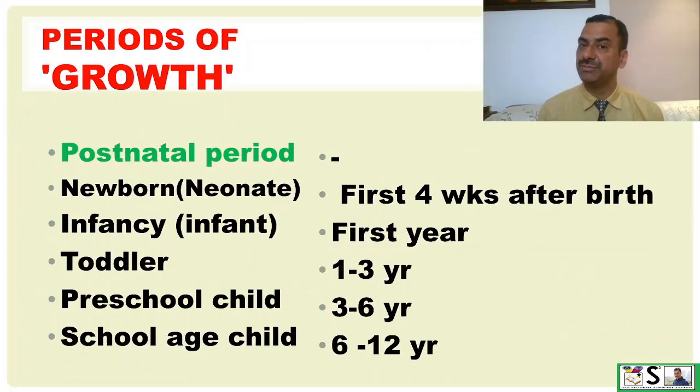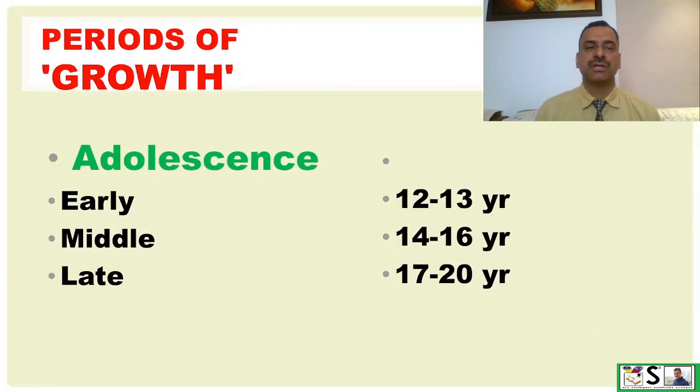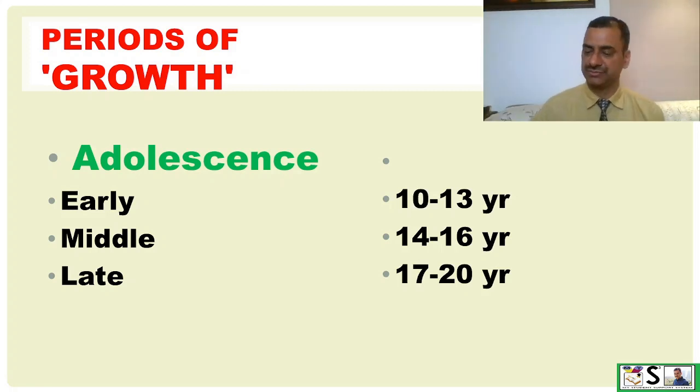Then we come to the postnatal period. Newborn or neonate is the first 4 weeks after birth. Infancy is up to 1 year. Toddler is 1 to 3 years. Preschool child is 3 to 6 years, and school age child is 6 to 12 years. Adolescent period: early adolescent period is considered as 12 to 13 years. Middle adolescent period is 14 to 16 years, and late adolescent period is 17 to 19 years.